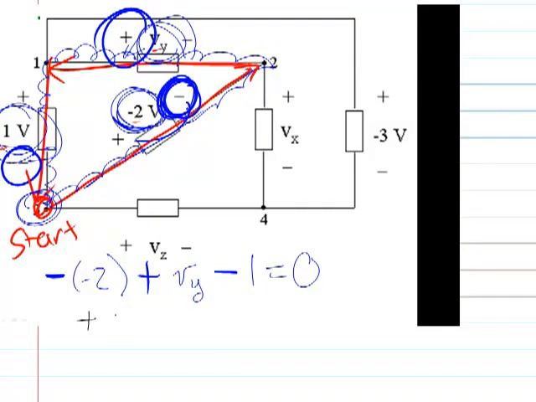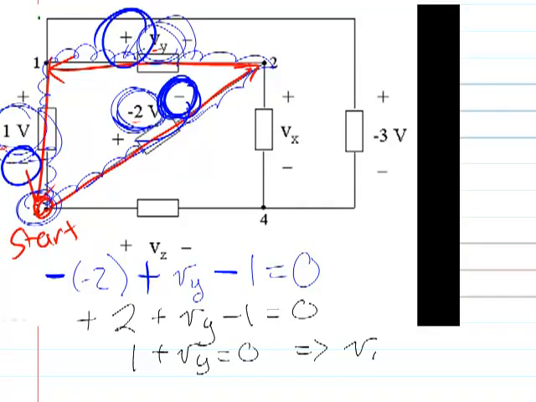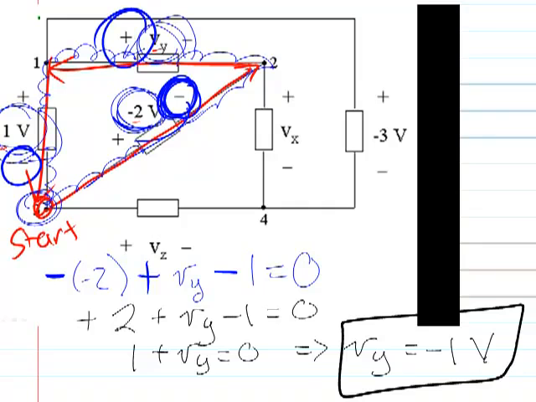Minus a negative 2 would just be plus 2, and then plus Vy minus 1 is equal to 0. So that gives us 1 plus Vy is equal to 0, or Vy is equal to negative 1, and that's in volts. So that means that Vy is negative 1 volts. So that's pretty awesome. We are inordinately proud.